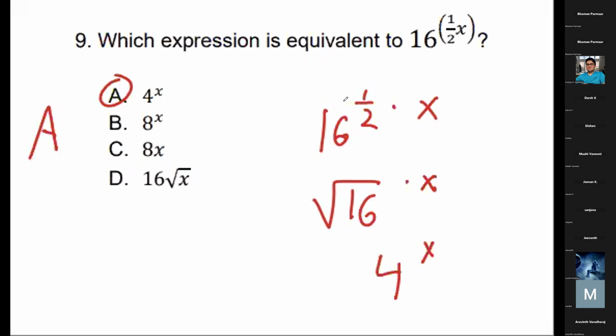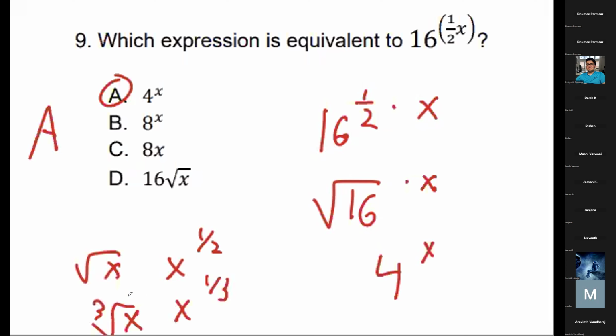Whenever you have a value to the power of a fraction, it's just a root. For example, if you had x to the power of 1/2, it would just be the square root of x. If you had x to the power of 1/3, it would just be the cube root of x. That's sort of how fractions work for exponents.